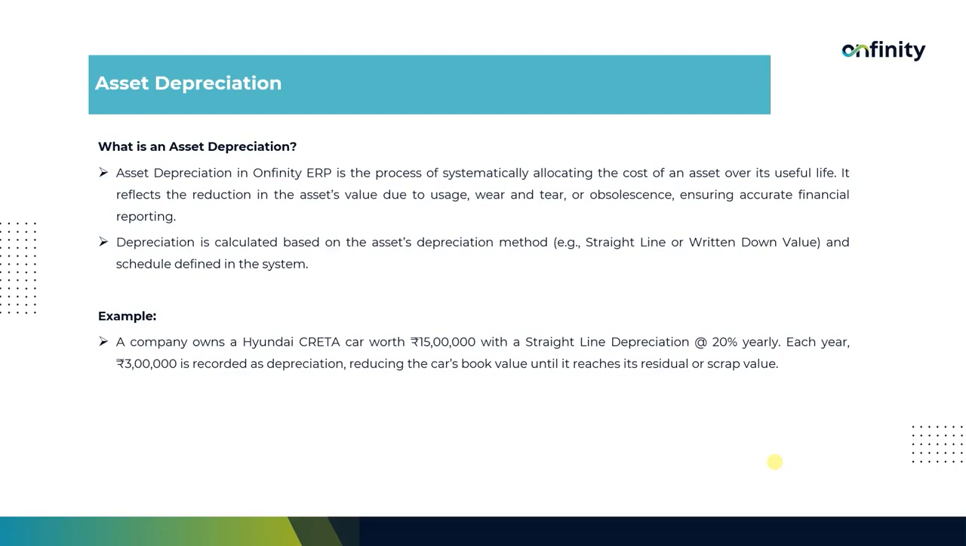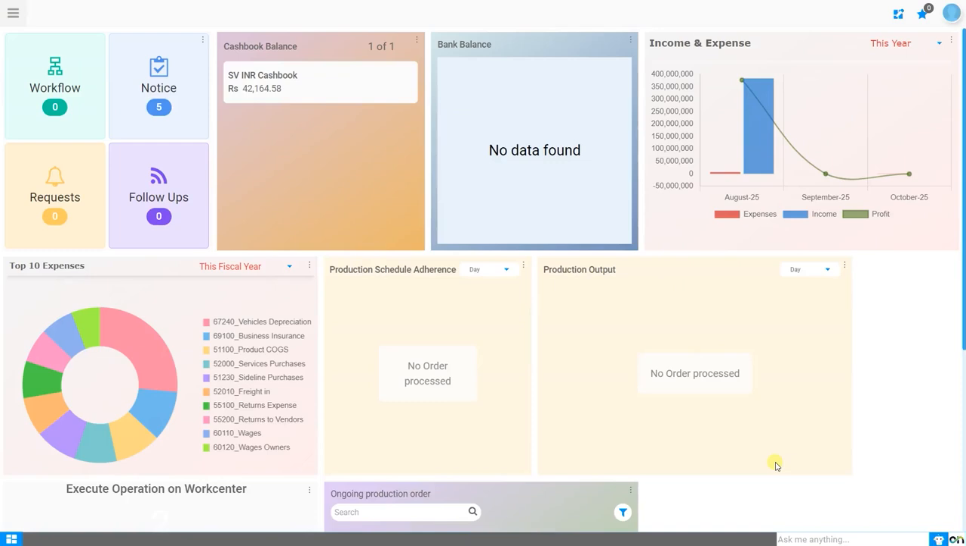For example, if a company owns a Hyundai Creta car worth 15 lakh with a straight-line depreciation of 20% yearly, then each year 3 lakh is recorded as depreciation, reducing the car's book value until it reaches its residual or scrap value. Now you can move on to the system to create an asset depreciation record.